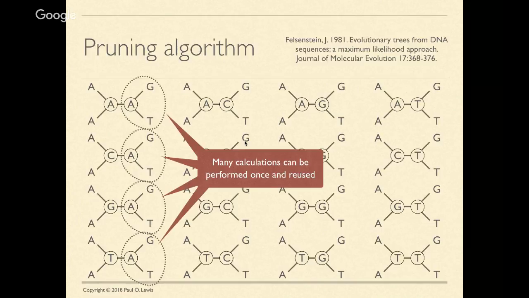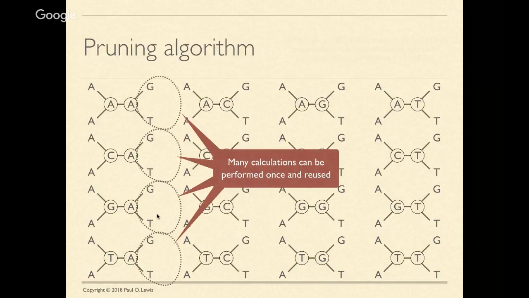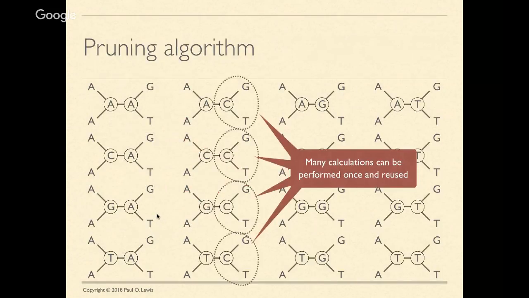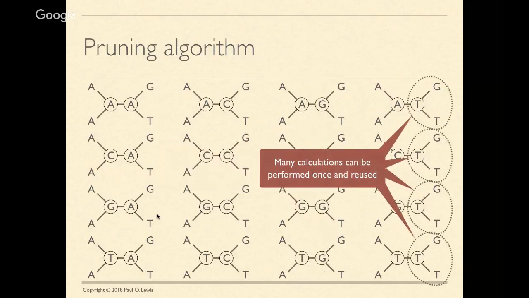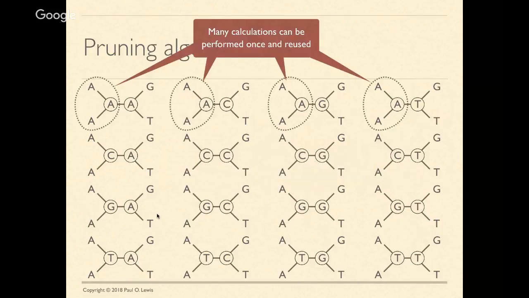So the pruning algorithm works by noticing that many calculations are being done multiple times. For example, these 4 calculations here all involve multiplying the same 2 transition probabilities together. We have the probability that you have a G at the end, given an A at the beginning, times the probability that you have a T at the end of this branch, given an A at the beginning, and that's the same for all 4 of these. And so, basically, we can go through this table and find lots of examples of this where we're doing the same calculation many times, both in the rows and the columns.